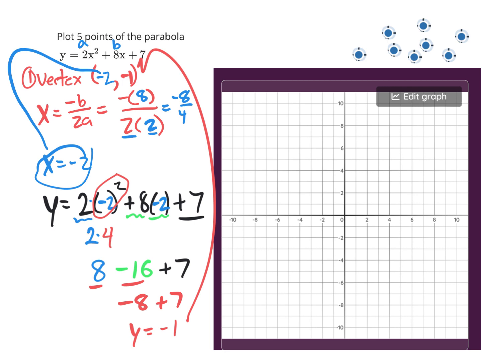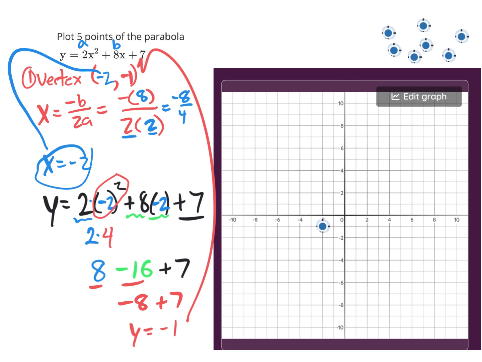Now, at that point, we have the most important point, which is the vertex, a location -2 on the x, -1 on the y. So let's plot that point. -2 on the x, -1 on the y. We put a dot right there. Now from there, you need more points.